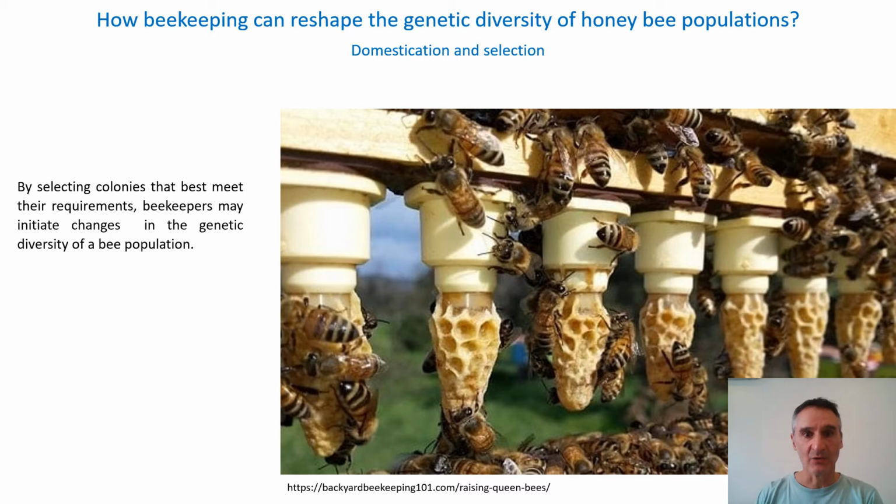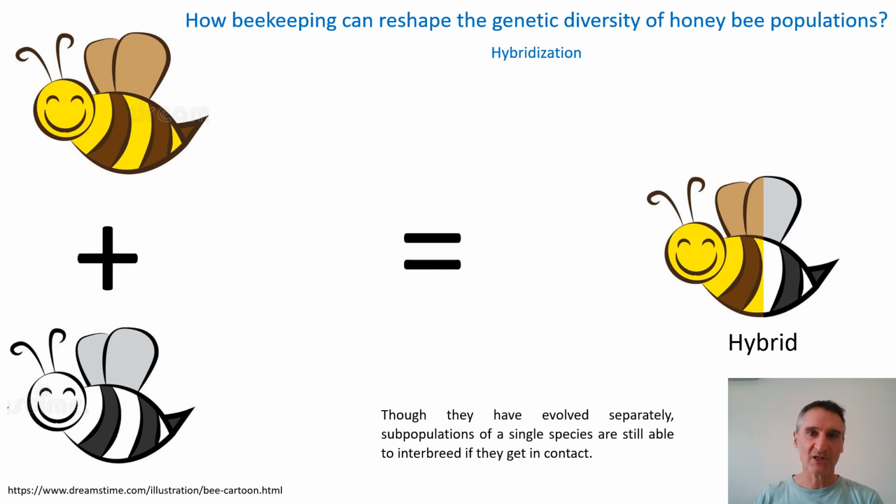When practiced at a large scale and within a native bee population already weakened, bee selection by beekeepers may contribute to reshape the local population diversity. A greater source of genetic modification of bee populations is hybridization. So what is hybridization? As subspecies are still able to interbreed, two subspecies coming in contact result in the development of an admixed population, which is also called a hybrid.